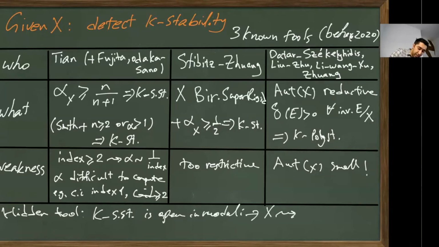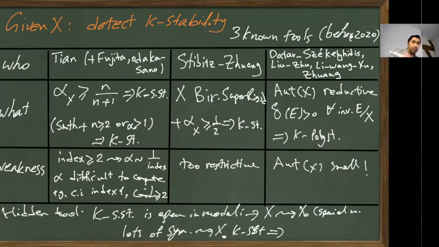So you take your X, you deform it to something special with lots of symmetries. Then you check that X naught is K-semistable, and from this you conclude that the general X is K-semistable. This is what Vanya was talking about the other day. So you do this degeneration and you use one of these three things, usually the last one plus the first one, and you're done.